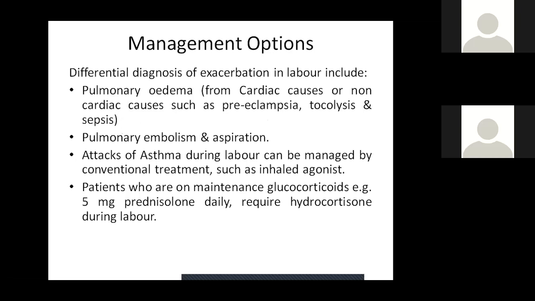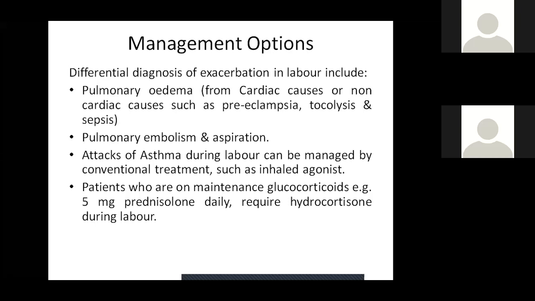If there is suspicion of exacerbation of asthma in labor, the other differentials should also be considered. For example, pulmonary edema, which can be because of a cardiac cause or non-cardiac cause such as preeclampsia, tocolysis or sepsis, pulmonary embolism or aspiration. And attacks of asthma during labor can be managed with the conventional treatment, whatever she is taking previously.